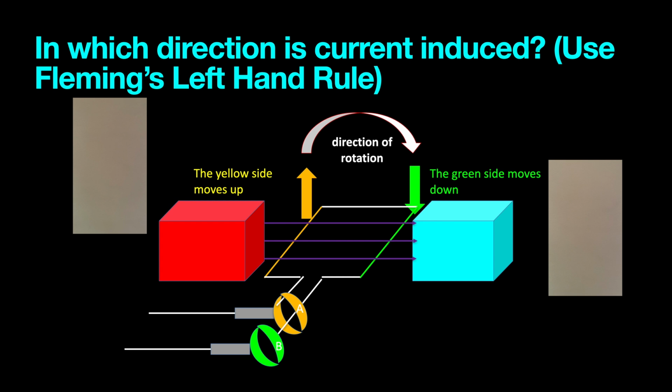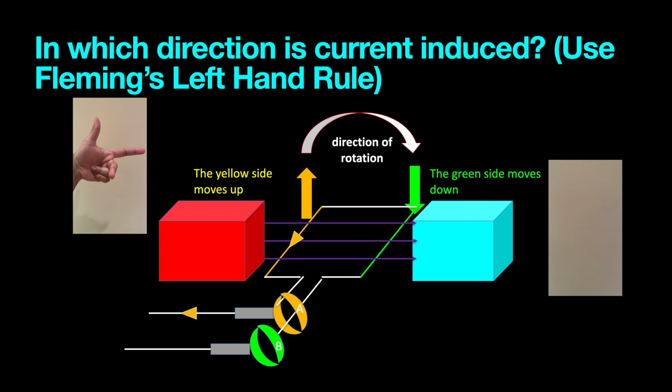So, let's deal with the left-hand side first. The coil moving in the upward direction. Our thumb represents the motion in the upward direction. Our first finger represents the direction of the field. And our second finger represents the direction of the current flow. So our current flow is in this direction.